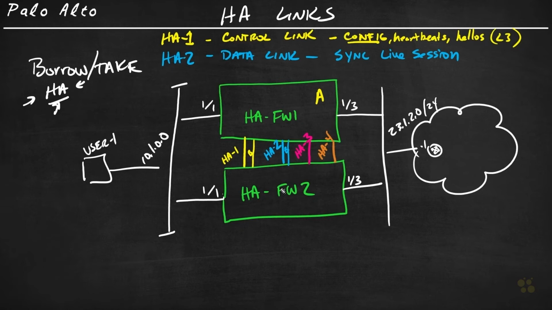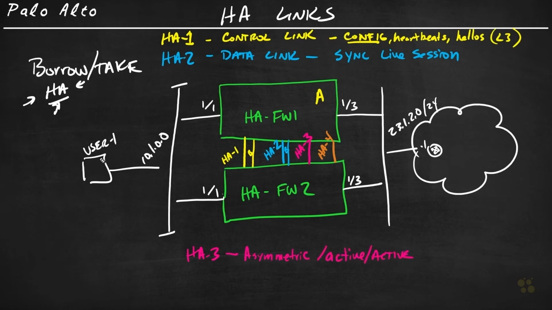All right, next let's talk about HA3. If we are setting up active-active, where both firewalls are responsible and supporting the data plane for certain flows of traffic, that's when we're going to use the HA3. And one of its uses is to support asymmetric routing.